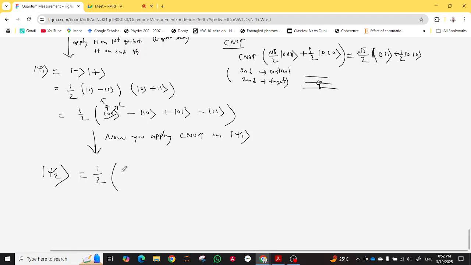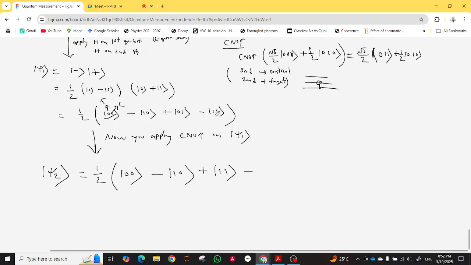So 0 means it will remain the same as it is, 0 0. Minus, second one again 0, so it will again remain the same, 0 0 minus 1 0. Now check the third one. Here the second qubit is 1, so control is 1. So the target will change state. So 0 will become 1. So it will become 1 1.